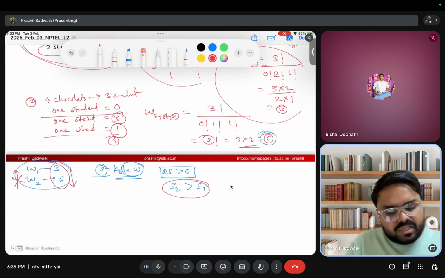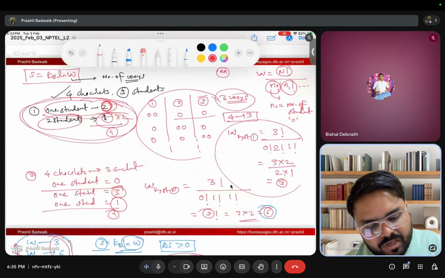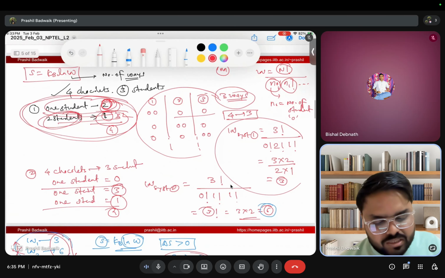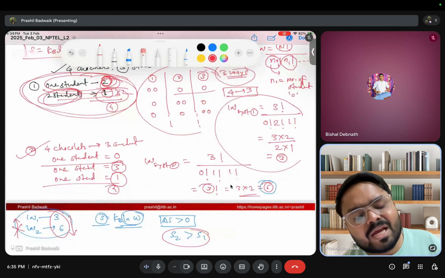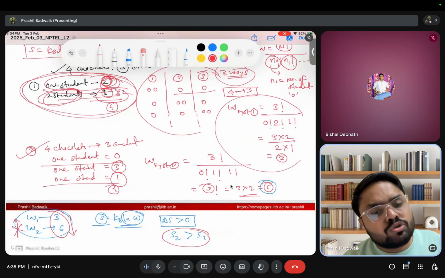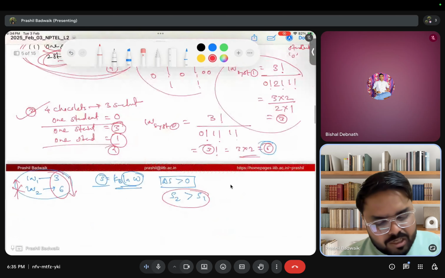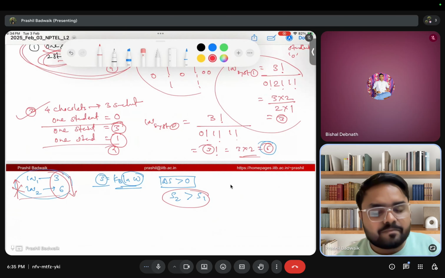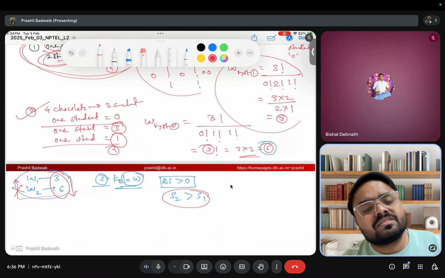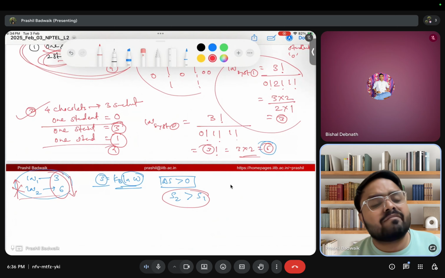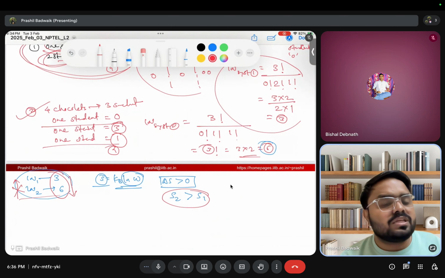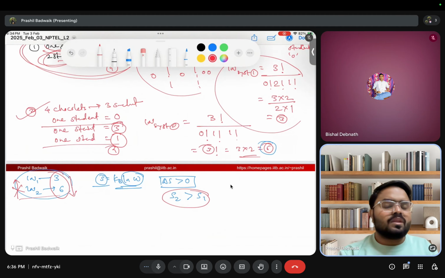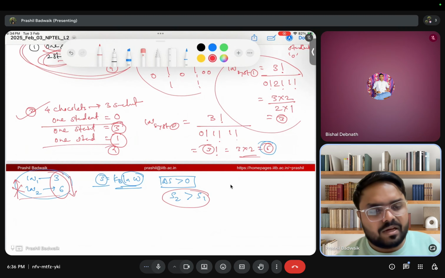For example, here this is the distribution: one student will have 2 chocolates, 2 students will have 1 chocolate. This is one distribution, and this is a second distribution. I can have multiple types of distribution, and for those distributions there will be a corresponding W value, just like we did for two systems. Whichever system has the higher value of W is the most probable, and the system will try to go into that state, correct?